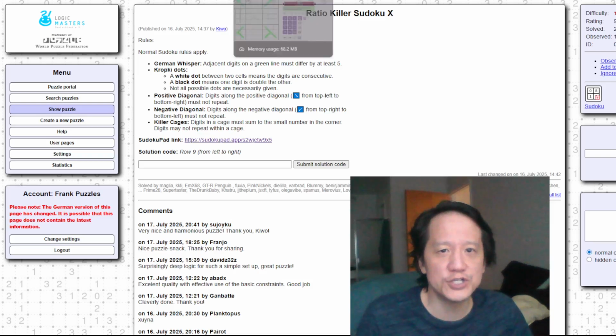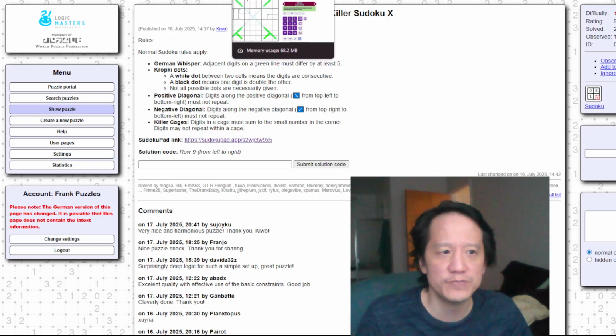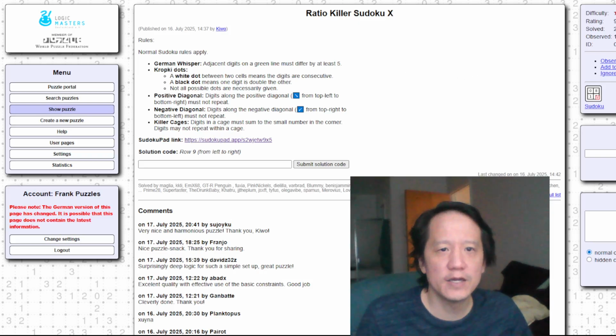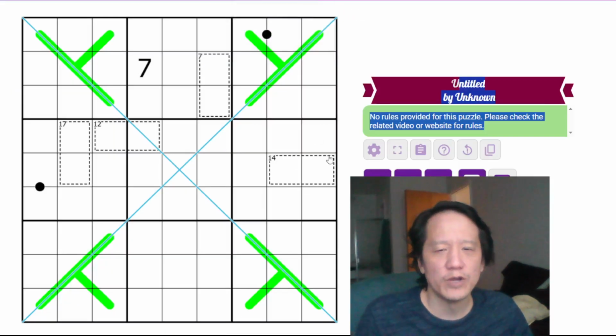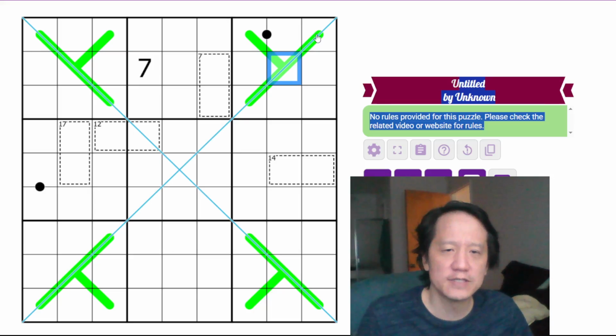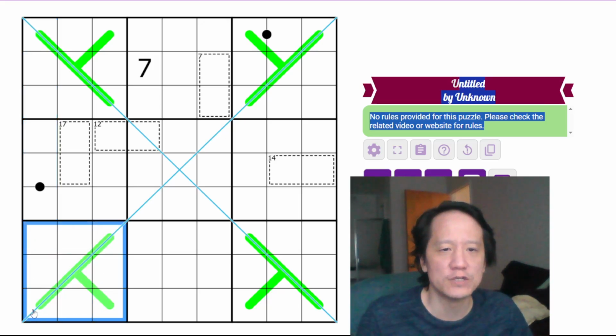It's called Ratio Killer Sudoku X. And this is a very easy puzzle. It's by Kibo. And these are all normal rules. Normal Sudoku rules apply, which means in every cell in the grid, we need to place a single digit from 1 through 9 such that there are no repeats in any row, column, or designated 9-cell region, which is called a box here.